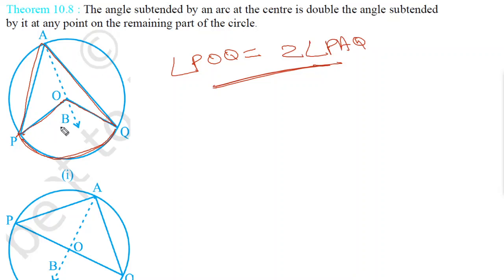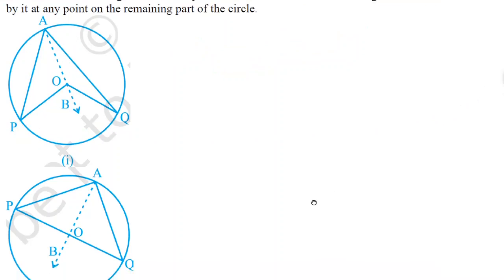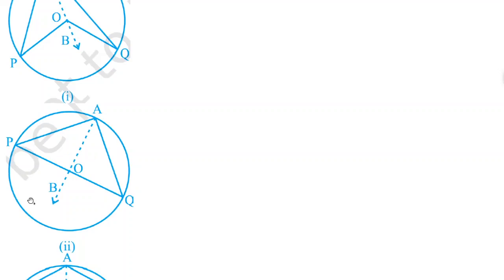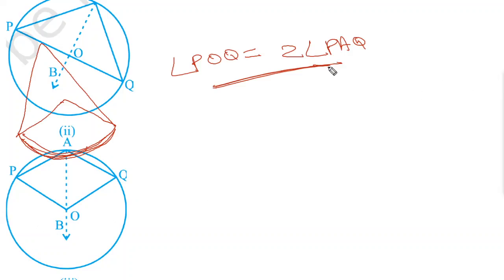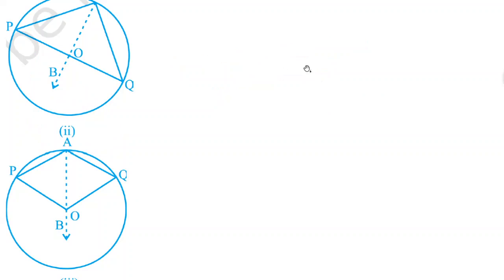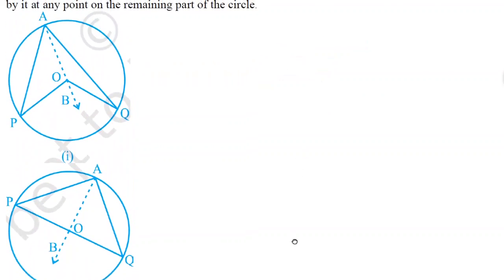Okay, this figure has some other variants like this. You can take this arc as a minor arc, or we can take this arc as an arc of a semicircle. Okay, then another condition may arise. You can take the same arc as a major arc. Okay, so now we'll discuss all the three conditions. So we'll start with the first condition.